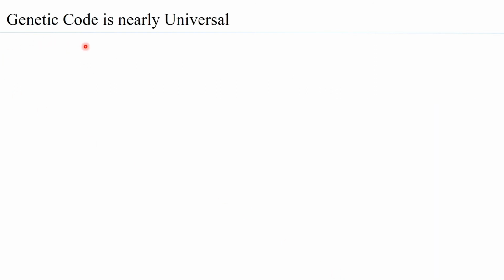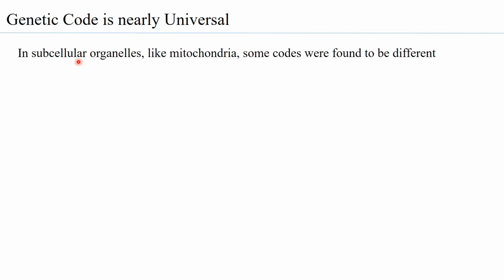Now, the genetic code, as mentioned earlier, is nearly universal. It is not completely universal, but nearly universal. Why is it nearly universal? Because it has been found that in several subcellular organelles, like in our mitochondria or in plant chloroplasts, many of the codes were different. So UGA, a stop codon for the genomic DNA, is not a stop codon in the mitochondria. It rather codes for tryptophan. So you can see that there is a difference. So you cannot say that it is universal, right?